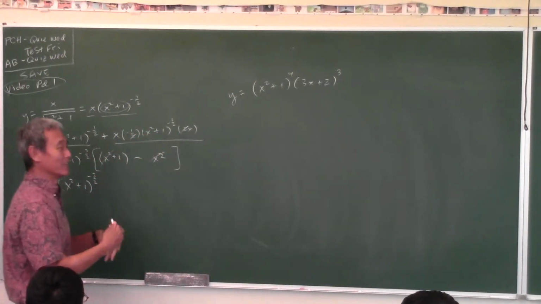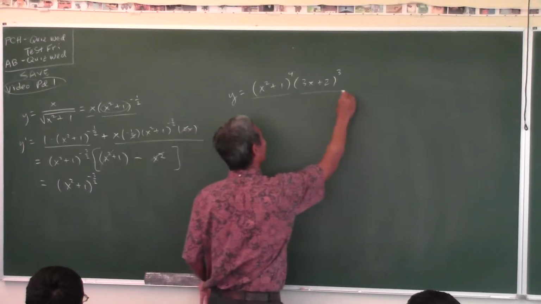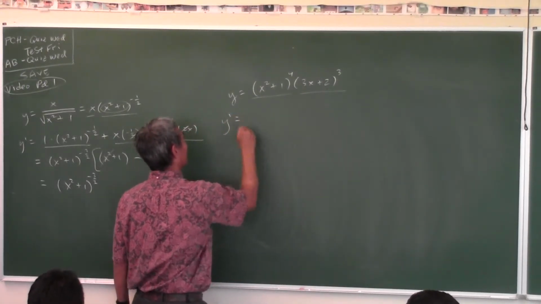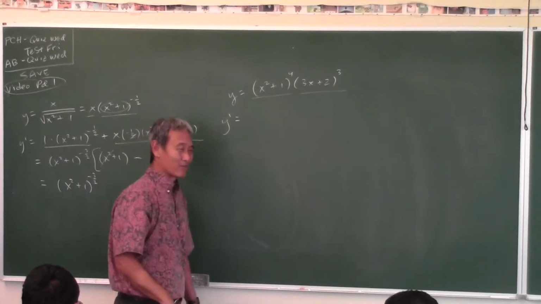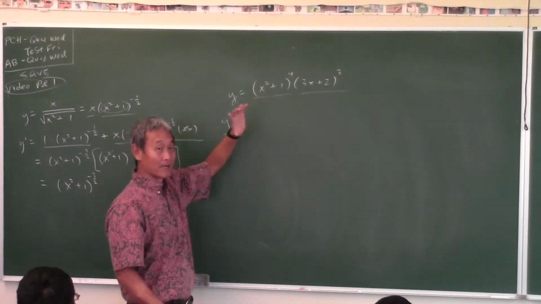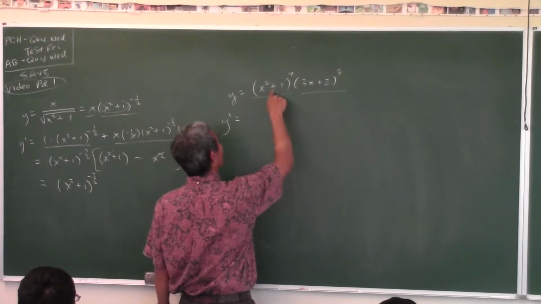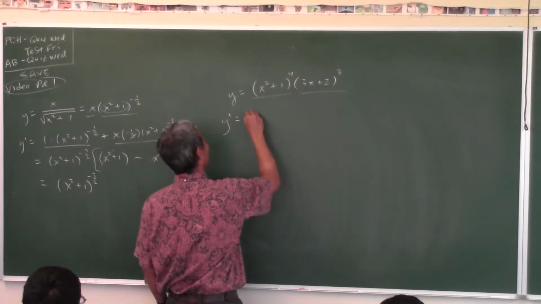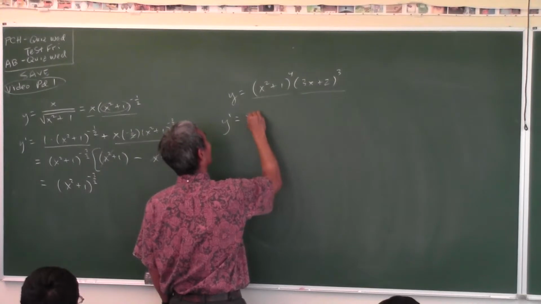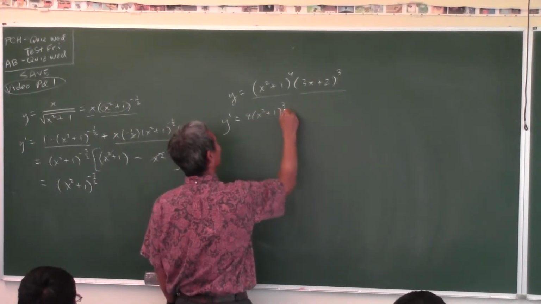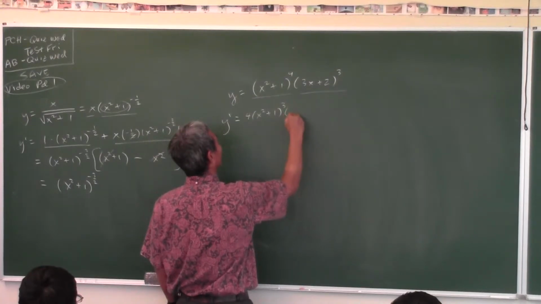Well, what do I see here? I see something times something. That means you gotta use the product rule. How does the product rule work? Derivative of the first. I see box to the 4. 4 times x squared plus 1 to the third, and then times 3.